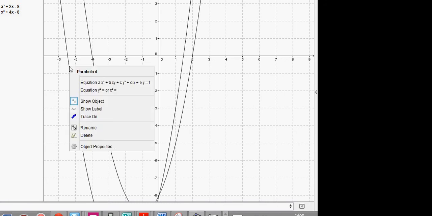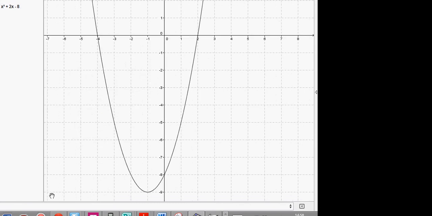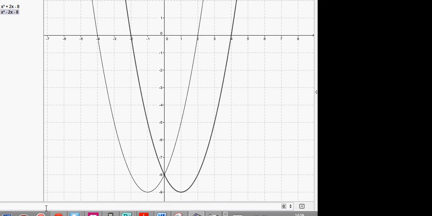Okay, so just get rid of this. Now, this graph here, what's the equation of this graph again? X squared plus 2x minus 8. This time we're going to do x squared minus 2x minus 8. Wonder which way this will go. Ah, to the right. So if you change the sign of the middle number, you can change it from left to right. And what happens if you change the x squared? If you turn it into minus x squared, you turn it upside down. So guys, that's how it affects it.